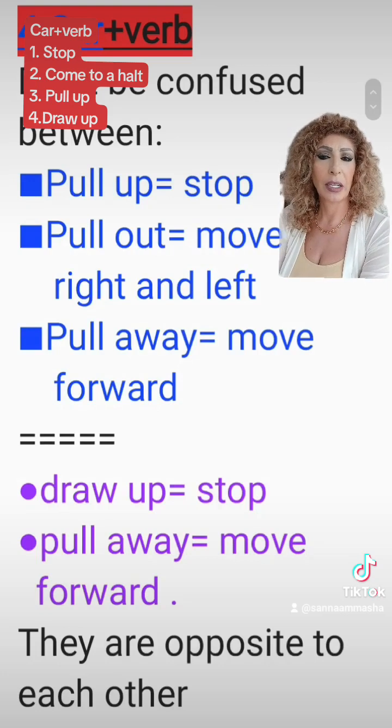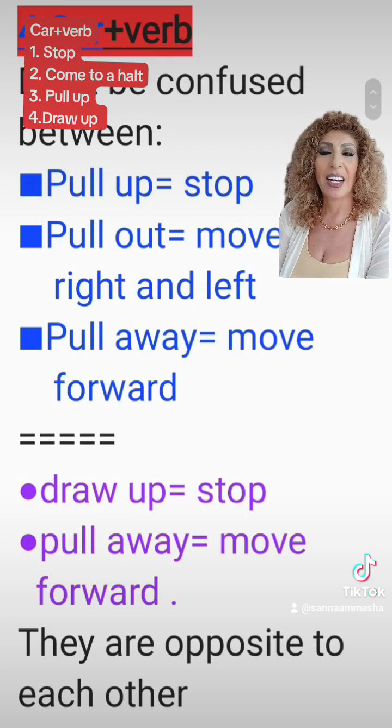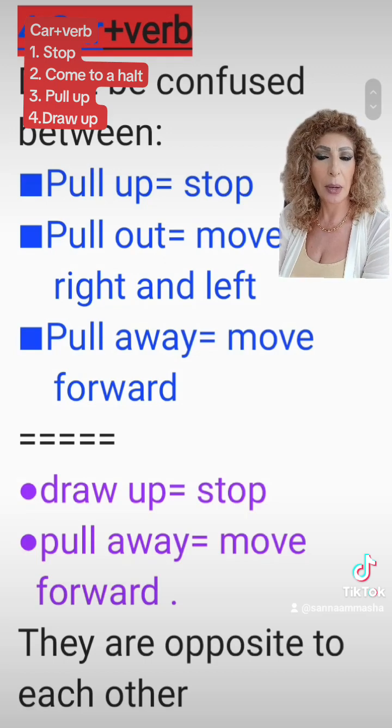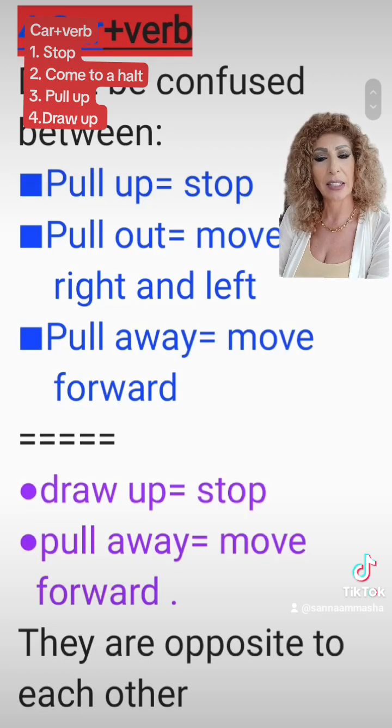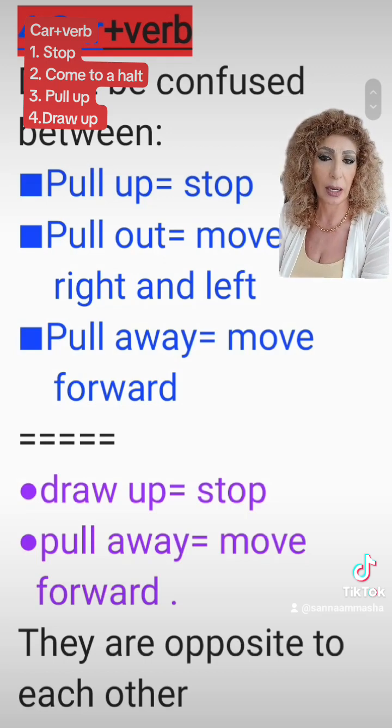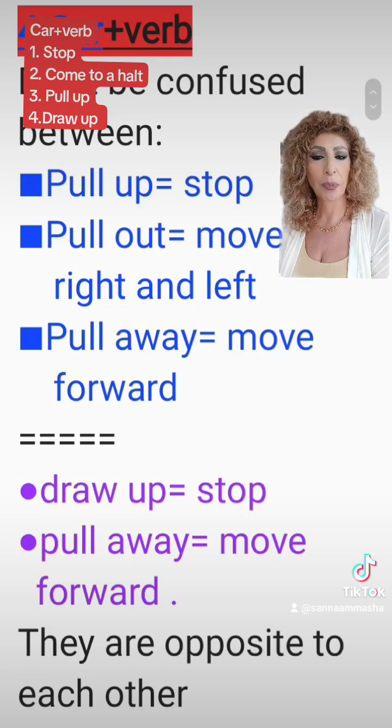So look here, please. You can see some verbs which are different from each other. Don't be confused between them. Number one, pull up. Pull up means to stop. Pull out means to move right and left on the street. Of course, we mean the car. Then we have pull away, which means the car moves forward. So all these verbs are used with the word car. Pull up, pull out, and pull away.